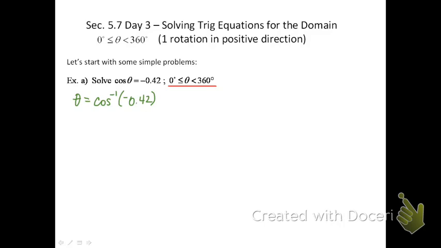Now, before we pick up our calculators and figure out what we're getting as our answer, we should really think about what quadrants our angles are coming from. According to All Students Take Calculus, these are the quadrants where the ratios are positive. So positive ratios for cosine are going to be in the first and fourth quadrants. And since our ratio here is negative, that means we're going to get our angles from quadrant 2 and quadrant 3.